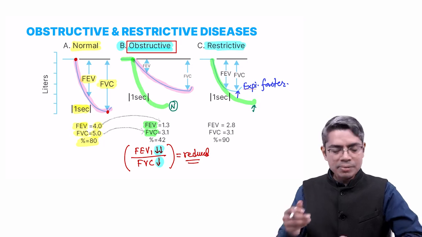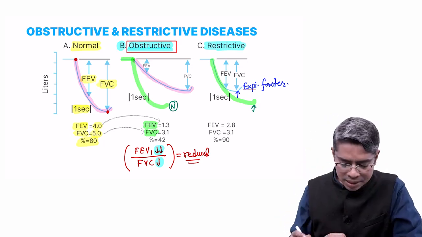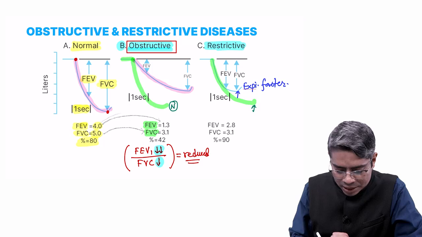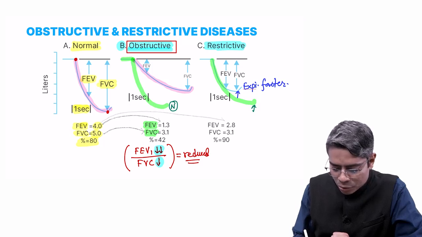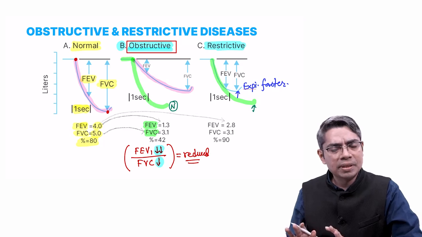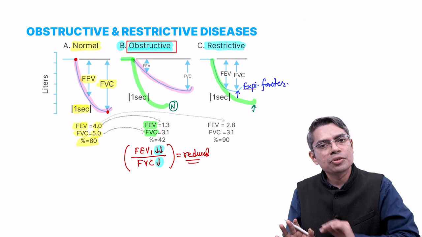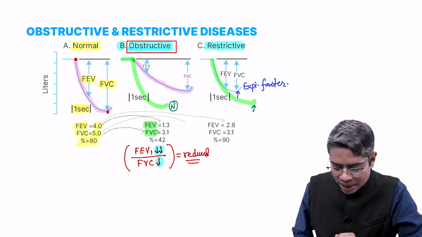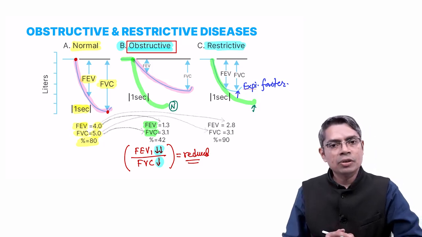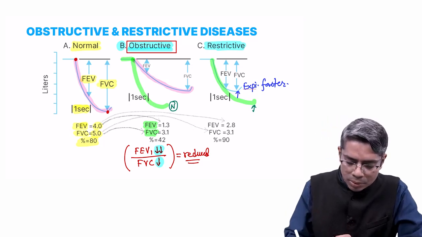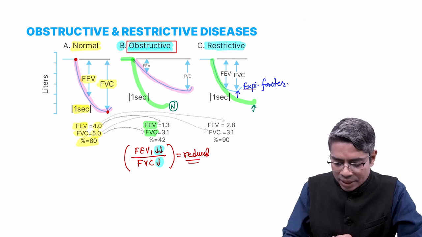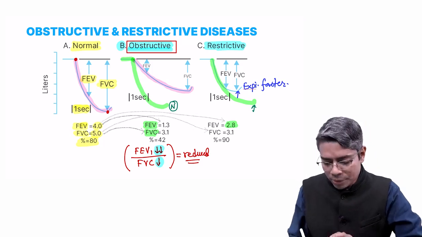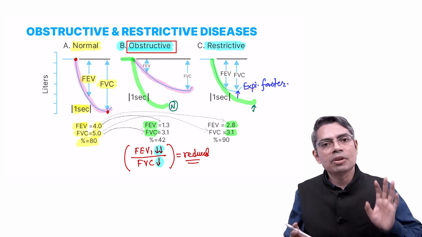Got it. Now if you look at the restrictive disease, so now I am finding out the value. FEV1 has been reduced from 4 liter to 2.8 liter. There is definite reduction, from 4 liter it has reduced to 2.8 liter. But if I look at the FVC, FVC has reduced from 5 liter to 3.1 liter. So, which reduction is more? In case of restrictive disease, I can find out easily from here that there is definite reduction in FEV1 volume also, and there is definite reduction in FVC volume also.